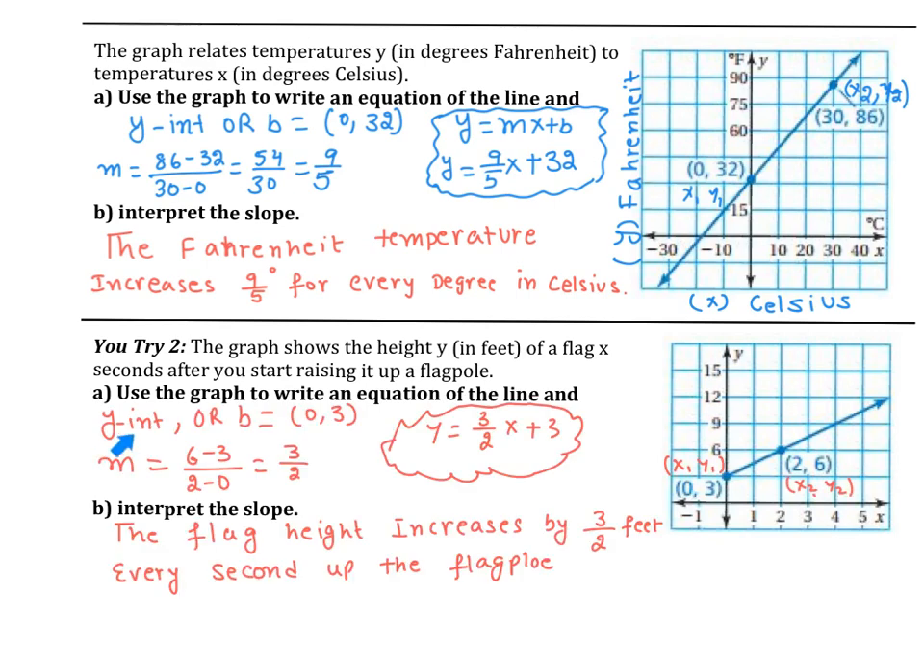To make an equation, we use the y-intercept as 0, 3 and find the slope: y2 minus y1, 6 minus 3, divided by 2 minus 0, which is x2 minus x1, and the slope came out as 3 over 2. You plug it into the main equation mx plus b, where m is 3 over 2 and b is 3, and you got the equation of the line using this graph. For the interpretation of the slope, the flag height increases by 3 divided by 2 feet, or 1.5 feet, every second up the flagpole.